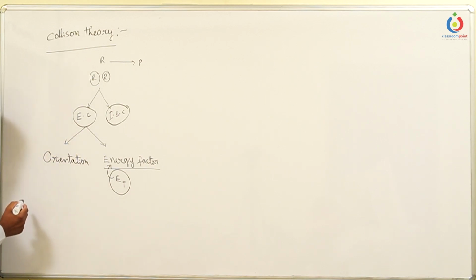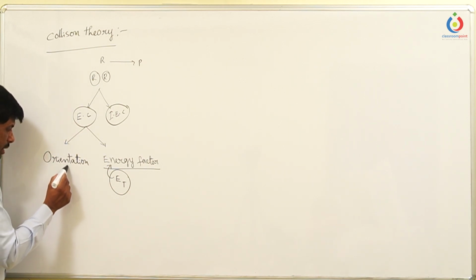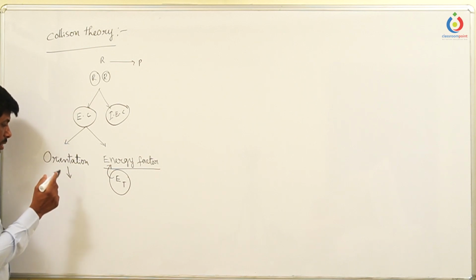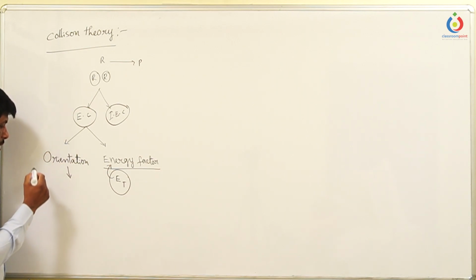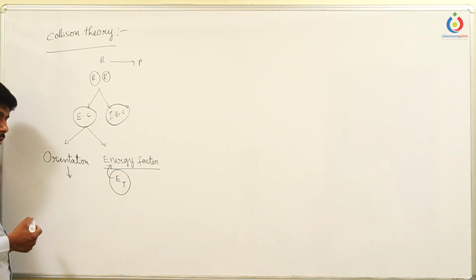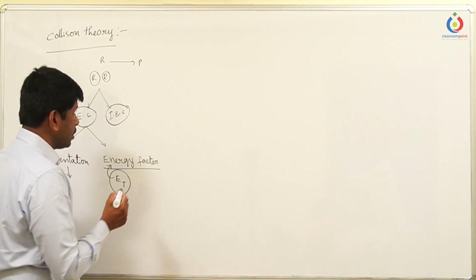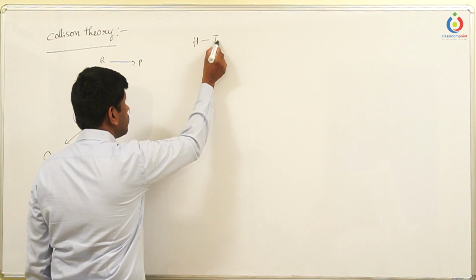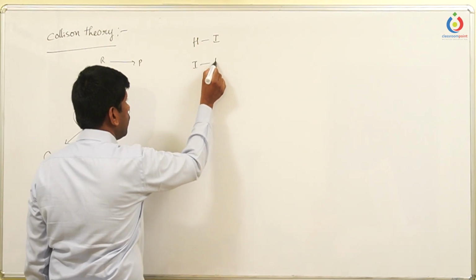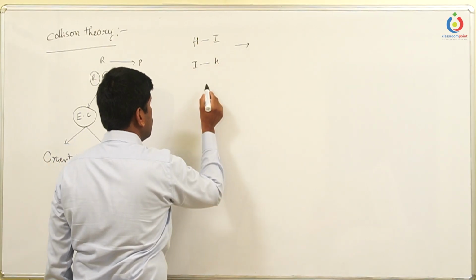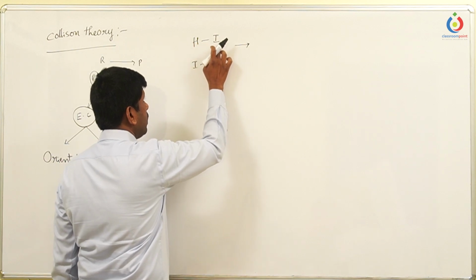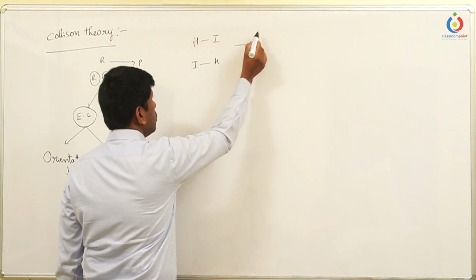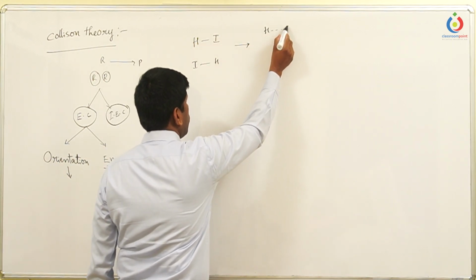What is the orientation factor? The orientation factor says that the reactant molecules must have the proper orientation. Otherwise, the collisions do not lead to the formation of the products. So let us take this orientation factor. I am converting the HI molecule into the products. Initially, the bonds will be broken between these molecules, so that H and iodine bond.